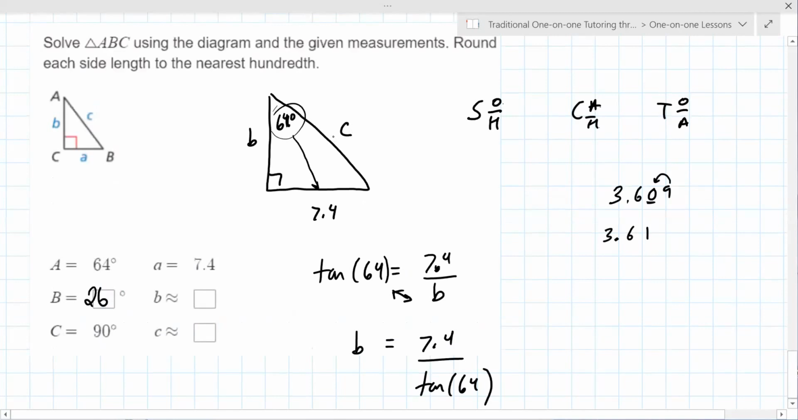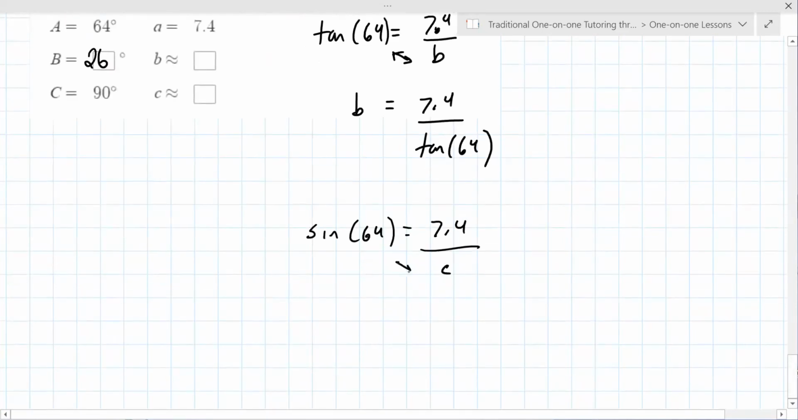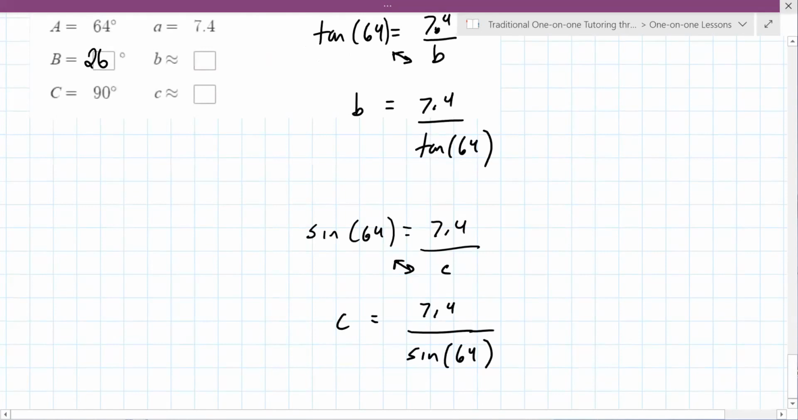Okay, now to find C, again, we're given the opposite and we want the hypotenuse. So sine is opposite over hypotenuse. So we're going to write sine 64 equals opposite divided by the hypotenuse. Again, you just switch positions on those. So C equals 7.4 over sine of 64. 8.23. Okay.